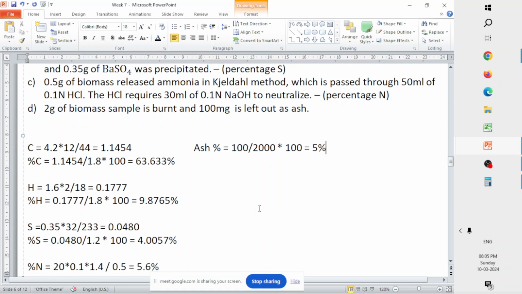Now you have to find out your percentage of oxygen. Oxygen percentage is nothing but, as I said, 100 minus the percentage of every other element that is present in your sample, that is the percentage of carbon, hydrogen, nitrogen, sulfur, and then the last one is ash.